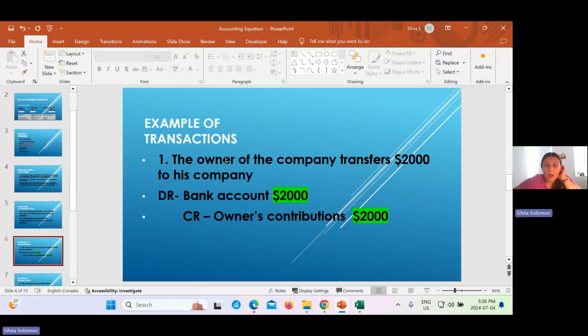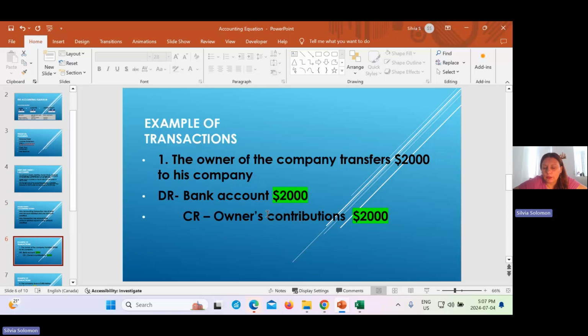So accounting is double entry. We just cannot enter in the system just $2,000 once in the bank account. We have to debit the bank account because it's an asset, the money that the company owns. We have to debit the bank account. And then on the other part, we have to credit the owner contributions.